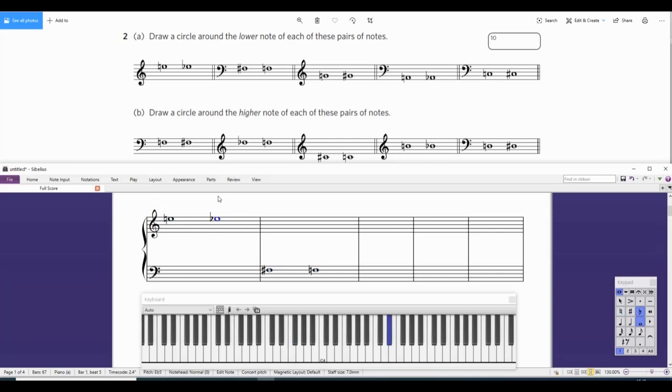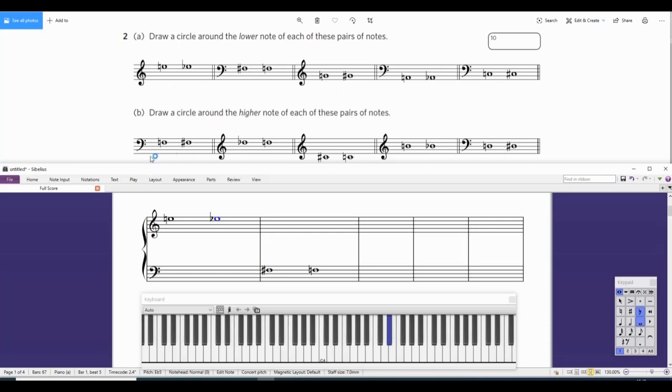Okay, so the only other thing about these grade 1 theory questions is you just have to read it carefully and notice whether you're circling the lower note or the higher note. Don't get that the wrong way round. Usually half the questions, 5 of them, are for a lower one, and 5 of them, like this one, are for a higher one.